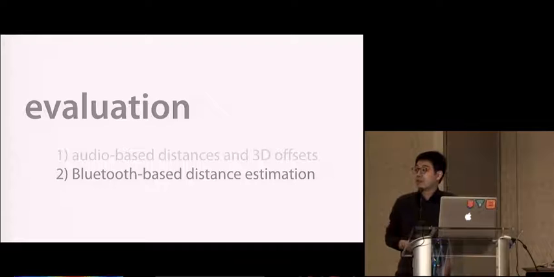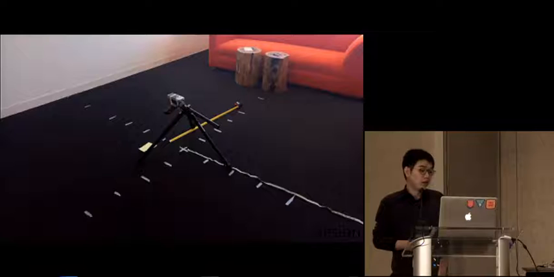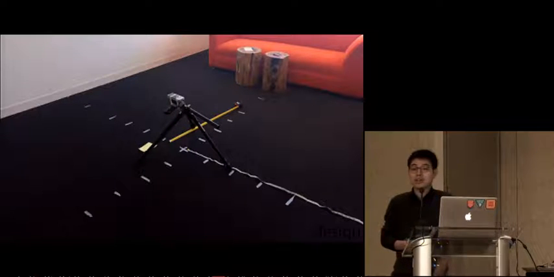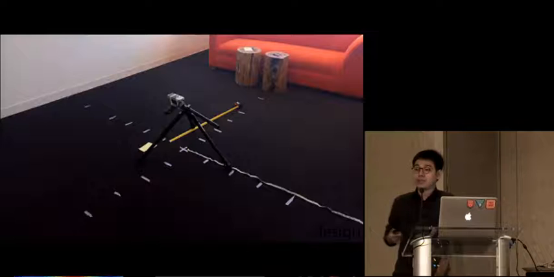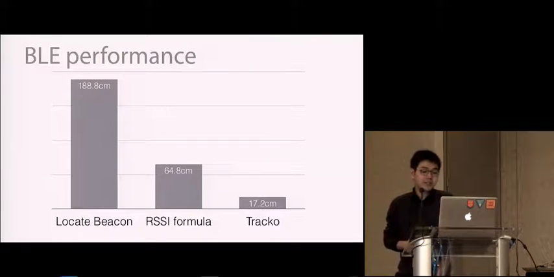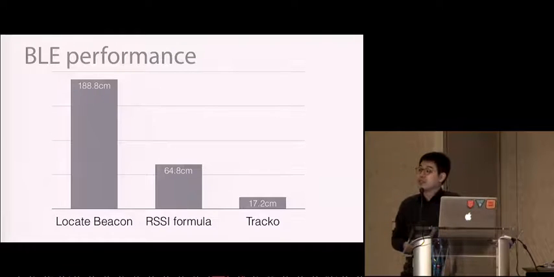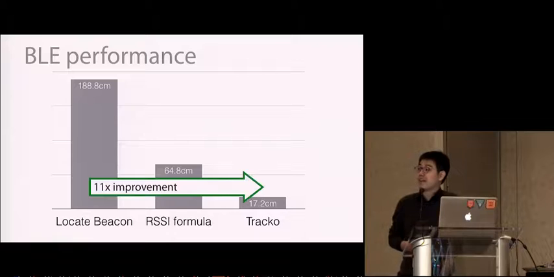We also run an evaluation of our Bluetooth-based distance estimation. We run our evaluation around a mounted device and collect data around the device in different planes. The accuracy we get is much better than the default method, which can only provide close, medium, and far, and we have an accuracy of 17 centimeters. We compare our method with 2 other methods, a popular BLE debugging app, Locate Beacon, and another theoretical formula method. We can see our on-the-fly calibration can improve the performance by 11x.